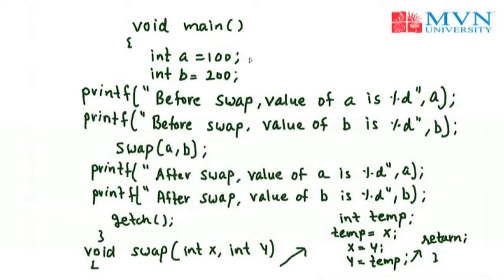Here we are initializing two variables a and b. The value of a is 100 and the value of b is 200. Before swapping, the value of a is printed here and the value of b is printed here. Then we call the function swap. Then the control will be transferred here where the swap function is defined. Here we use the two formal parameters x and y.